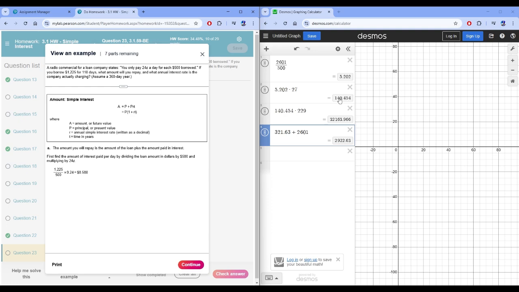Mine was 140. So mine was $1.40. Should I have moved that over? So should that have been $1.40? No, I put in too many, right? 140. So when 300, yeah, I did that right.